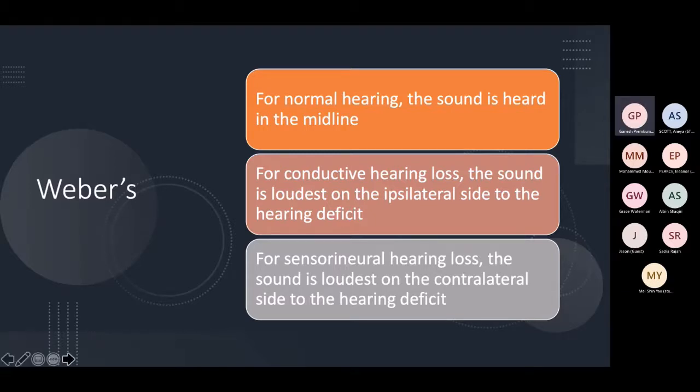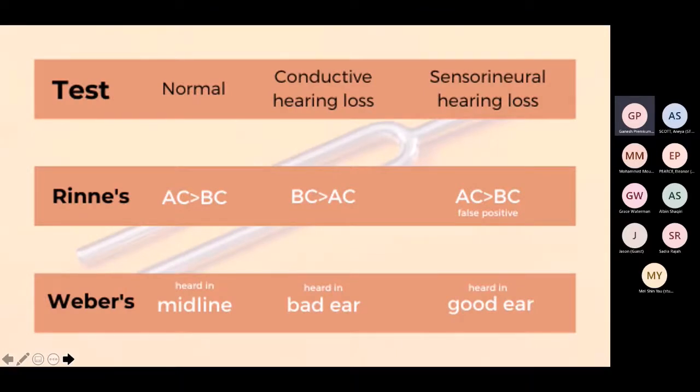And this chart will hopefully summarize. So Rinne's, we expect normal is air conduction better than bone conduction, whereas Weber's is heard in midline. That's fine, that's normal. Conductive hearing loss, because your ear canal is blocked, bone conduction will be better. The Weber's will be heard in the bad ear. Again, because air conduction is blocked, there's no distracting noise. The bone conduction is heard better in that ear.